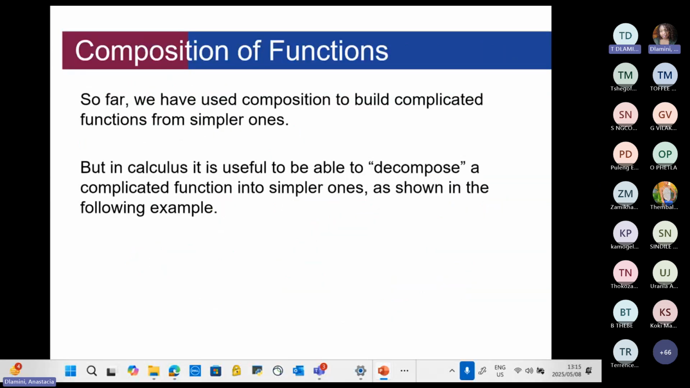So let's move on. So far, we have used composition to build complicated functions from simpler ones. But in calculus, it is useful to be able to decompose a complicated function into simpler ones, as shown in the following example.